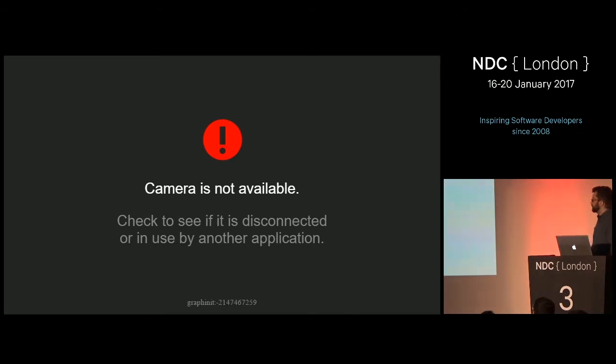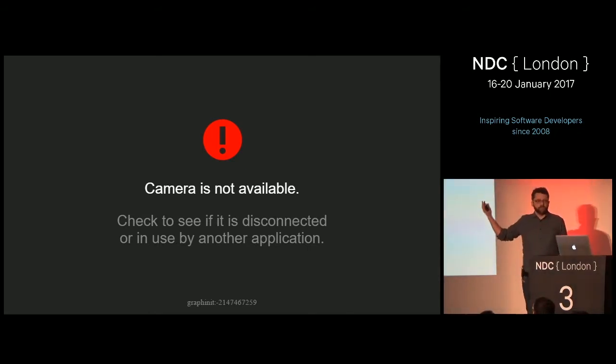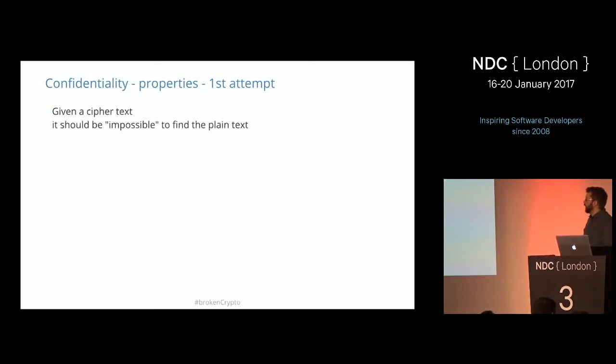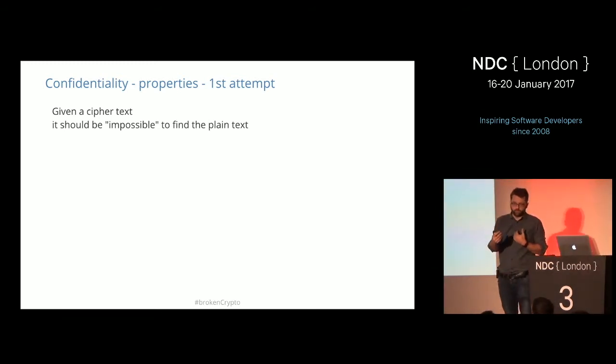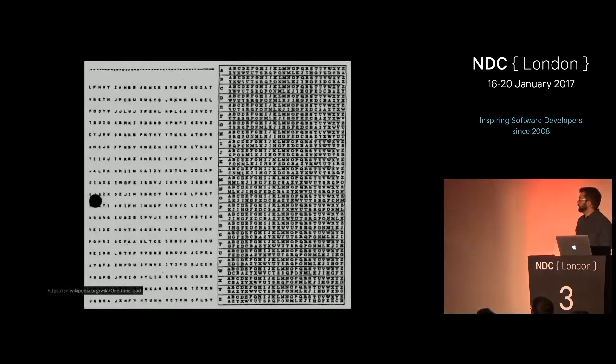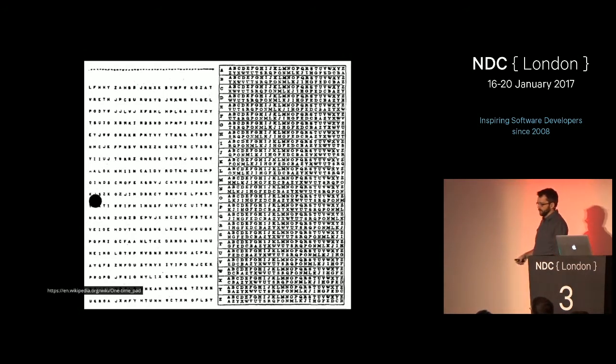But OK, so let's start trying to encrypt something. So we're going to start with an attempt at defining what we want. Given a ciphertext, it should be impossible to find the plain text. So if I want to communicate with one of you, it should be impossible for everyone else to figure out what's going on. The first thing we could do is share some keys up front.